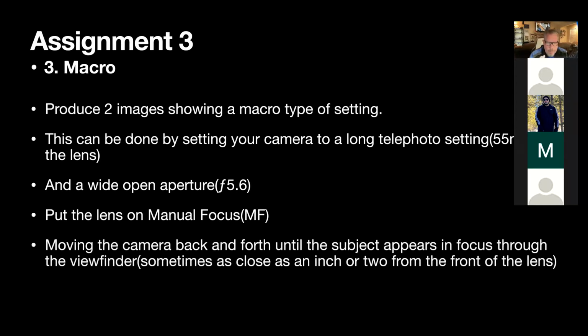When you put it on manual focus, you're going to move the camera back and forth until the subject appears in focus through the viewfinder, sometimes as close as an inch or two from the front of the lens. So to demonstrate that, I put the camera on manual focus. I have my lens all the way zoomed out. This lens doesn't physically move. And I have it on manual focus.